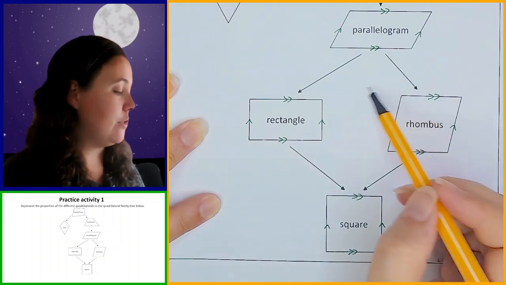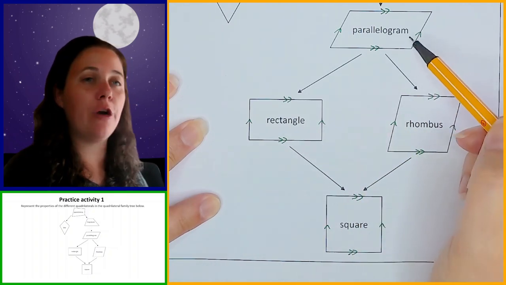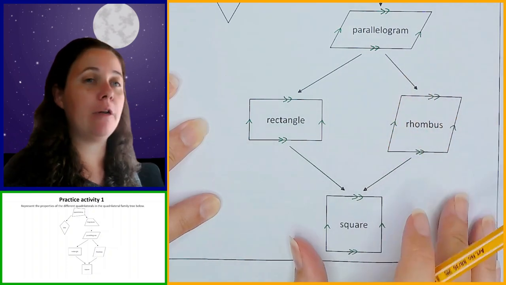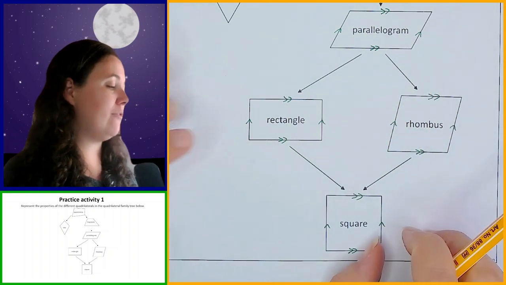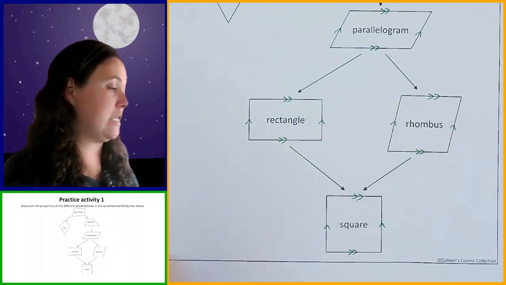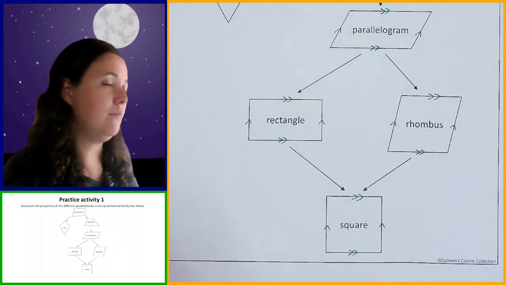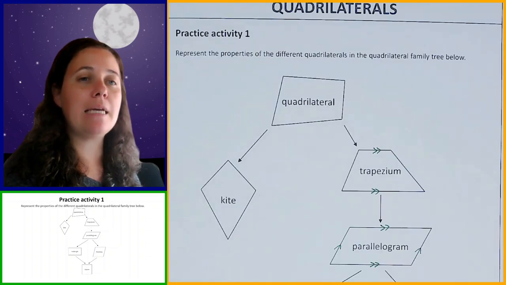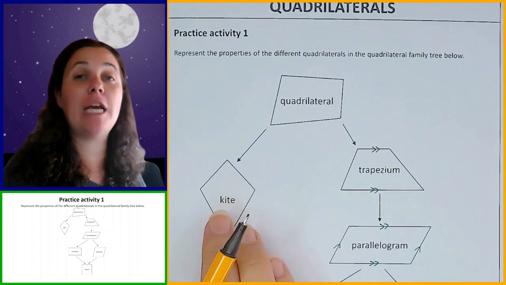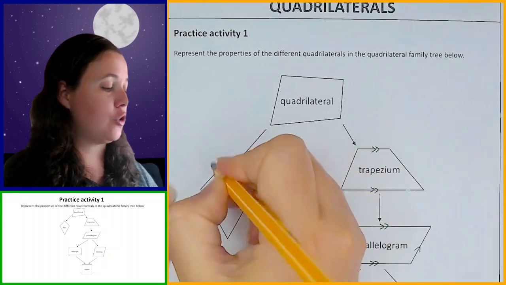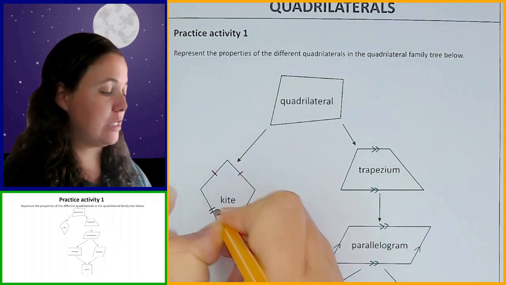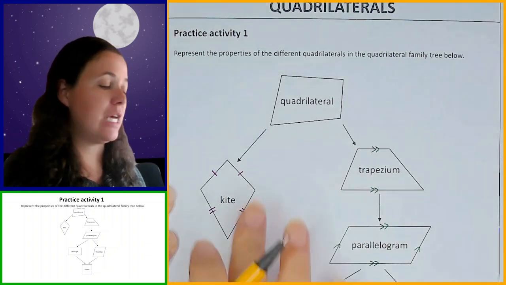Okay, so remember, these are all types of parallelograms, so they're all going to have the two pairs of opposite sides parallel, just like a parallelogram has. Now let's have a look at our equal sides in the different shapes. A kite has two pairs of adjacent sides that are equal to each other. So these two sides are going to be equal in length, and these two sides are going to be equal in length. So that's what a kite looks like.